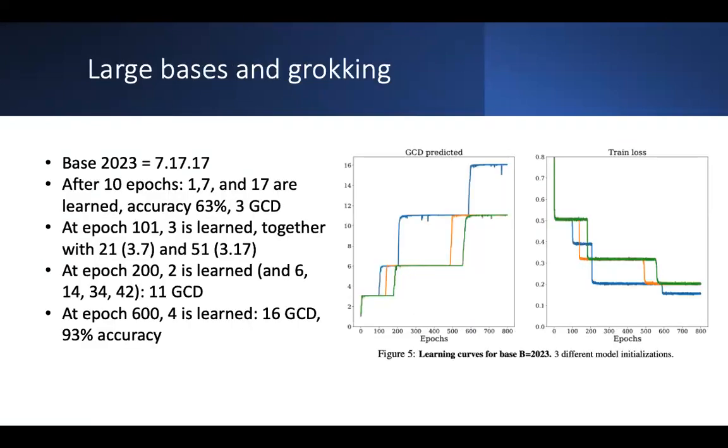Yes, you can do better if you have a larger base. So I looked at base 2023, which happens to be 7 times 17 squared. And you get those train loss and those accuracy loss. And again, probably you've never seen losses like that. That's not really untypical from deep learning. So after 10 epochs, it's as before. I've learned 1, 7, and 17, the divisors of the base. This is normal.